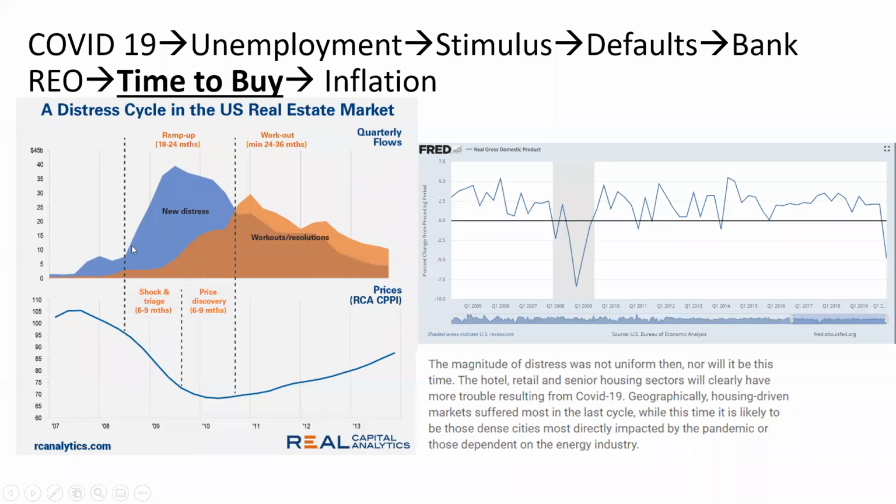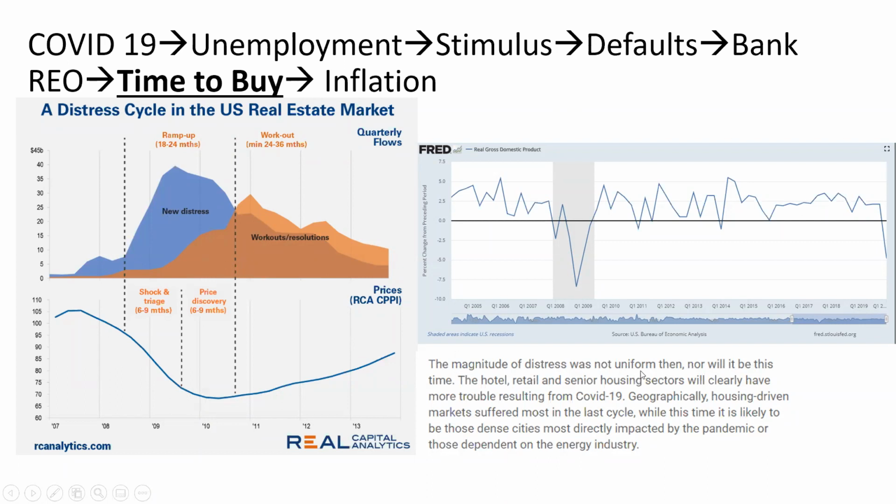And the forbearances really haven't picked up yet, right? It's been pretty small, and the foreclosures really haven't happened. So I think in the next 6 to 12 months, we're going to ramp up onto this new distress, and there's going to be a lot of workouts, and prices are going to be discovered and then slowly come back out once a lot of these workouts and resolutions come through.